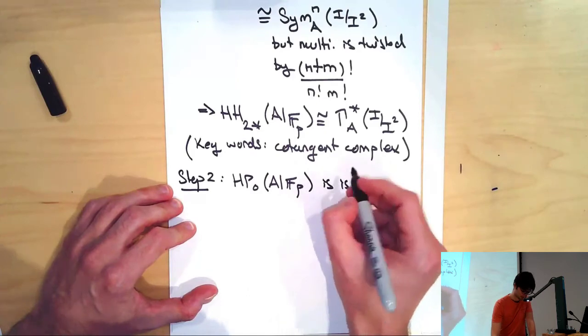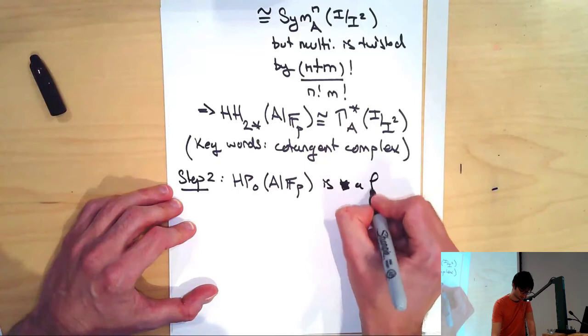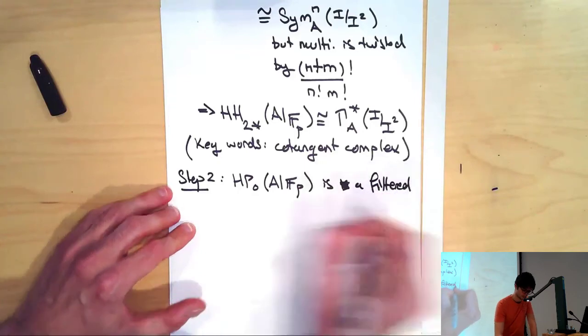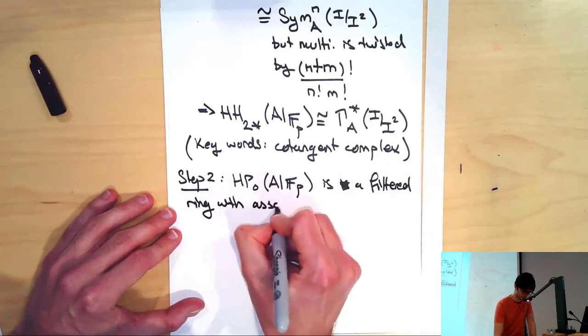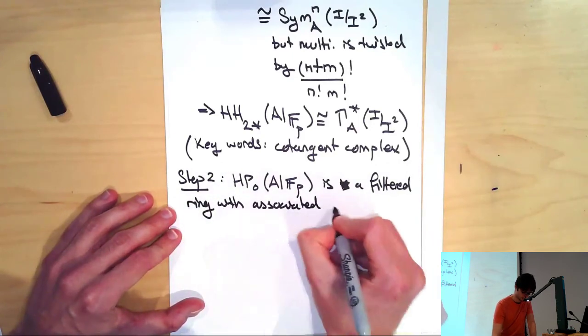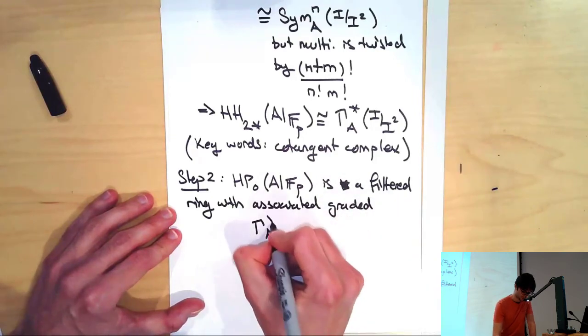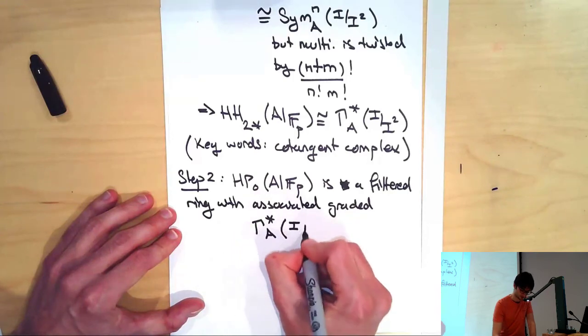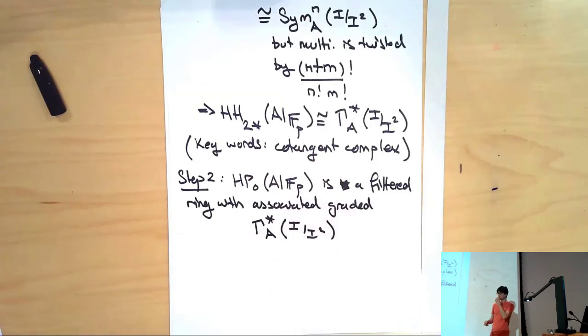So let's say this is a filtered ring with associated graded given by this divided power algebra construction on I mod I squared. By this general nonsense that I mentioned at the beginning, that whenever you're vanishing in odd degree, you get such a result. You can just read it off the spectral sequence.